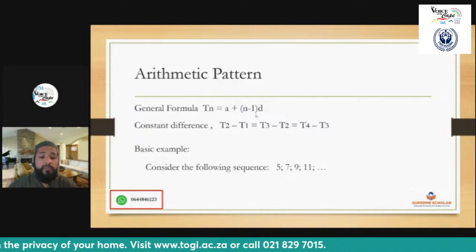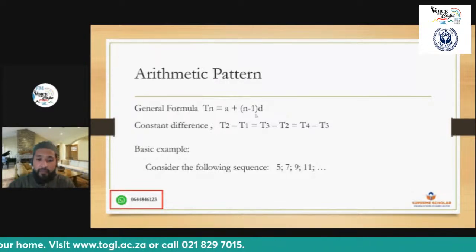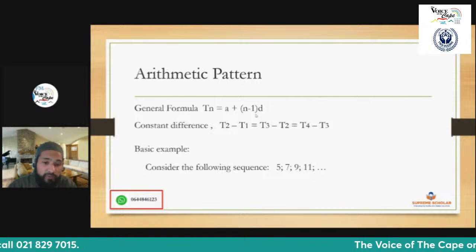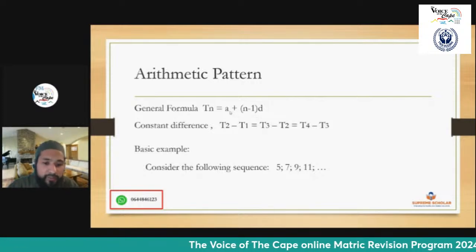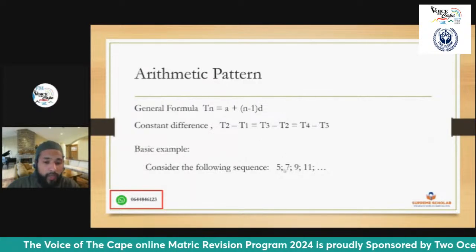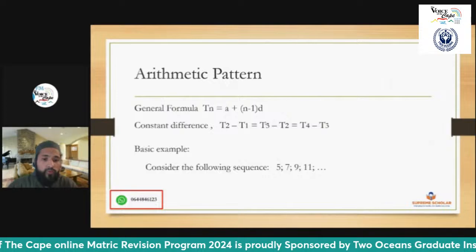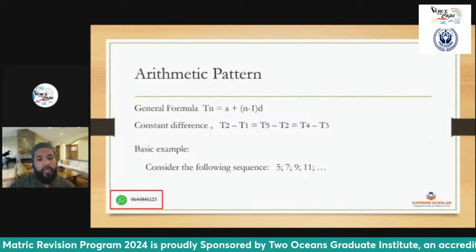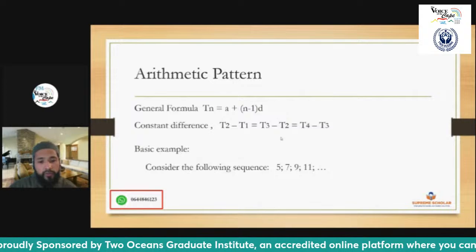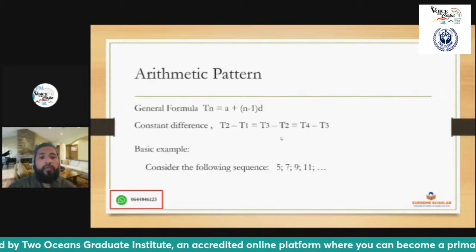Okay. A basic example. Consider the following sequence: 5, 7, 9, 11. Term number 1 in this case is 5. Therefore, if I had to put a value in the formula, A is equal to 5. And if I want to find D, I simply take T2 minus T1. 7 minus 5 is 2. 9 minus 7 is 2, etc. 11 minus 9 is 2. So that's it.